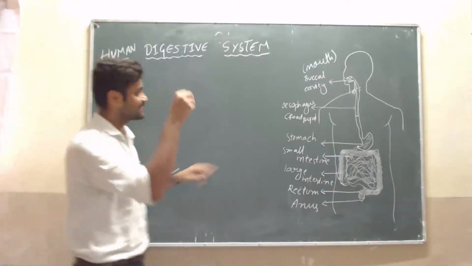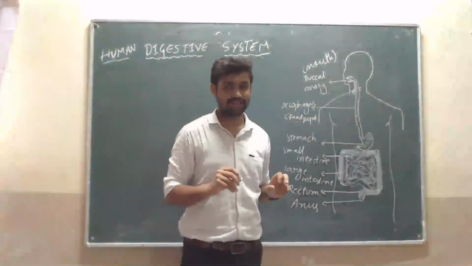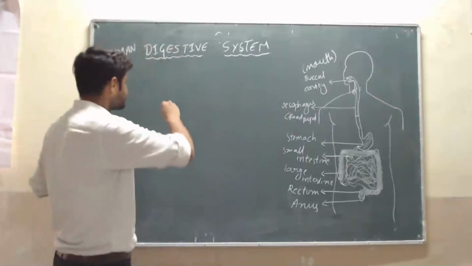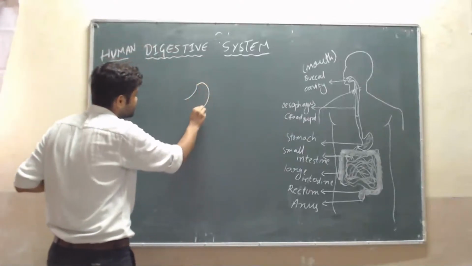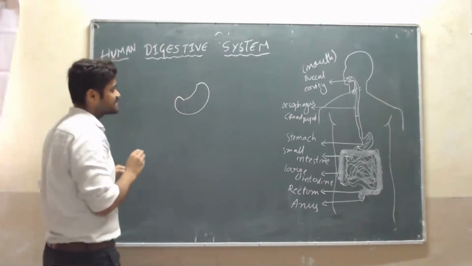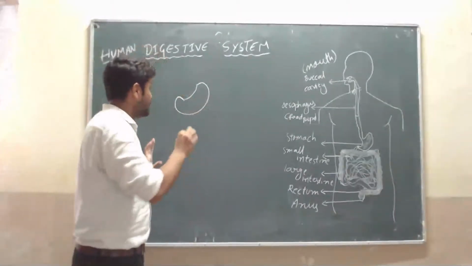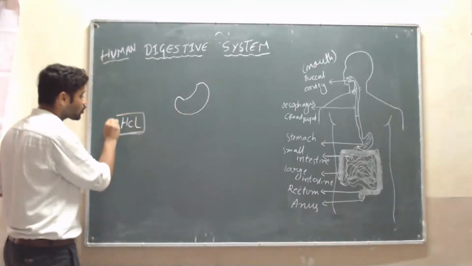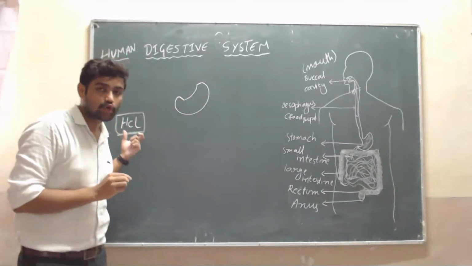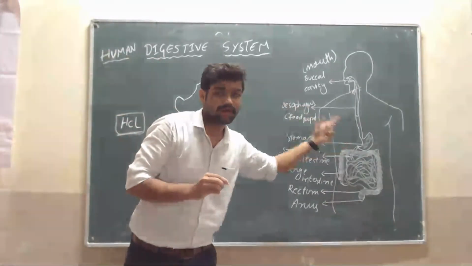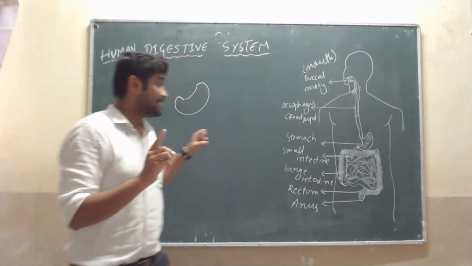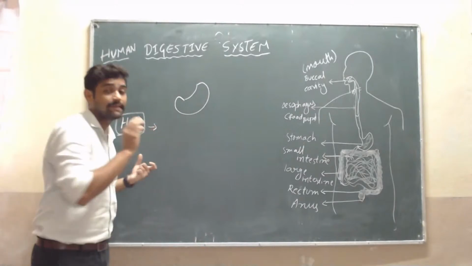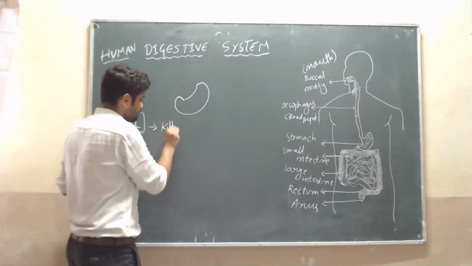Sir, what happens in the stomach? Okay, from here the food came straight into the stomach. What happens here? The stomach is a J-shaped organ, a little bit J-shaped. This is the stomach. It includes HCl. HCl means what? Sir, hydrochloric acid. Hydrochloric acid, which is present in the stomach. This HCl kills many bacteria.